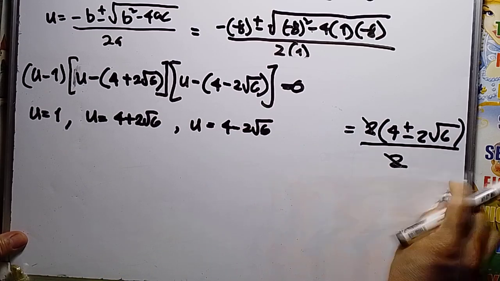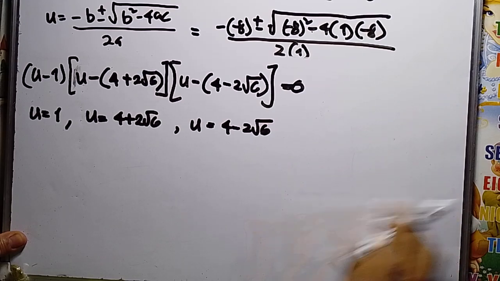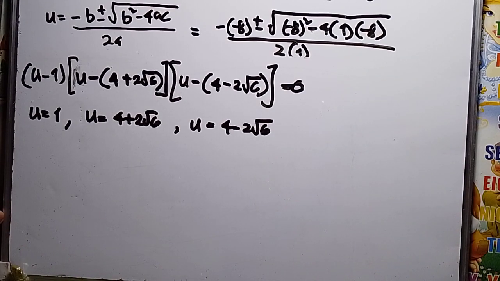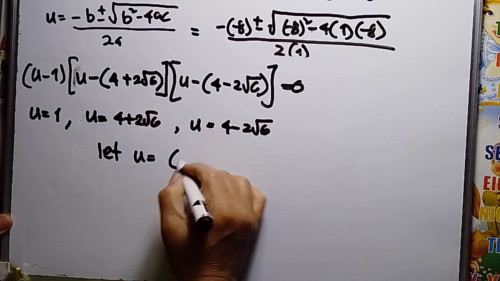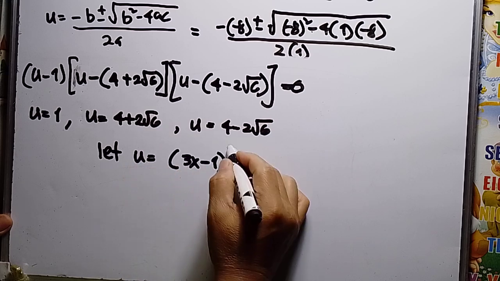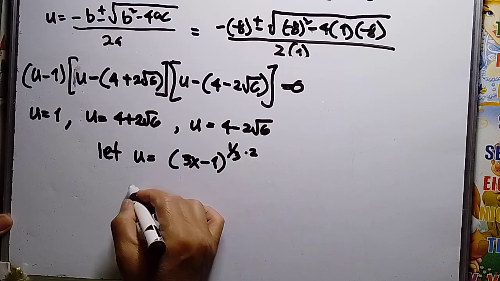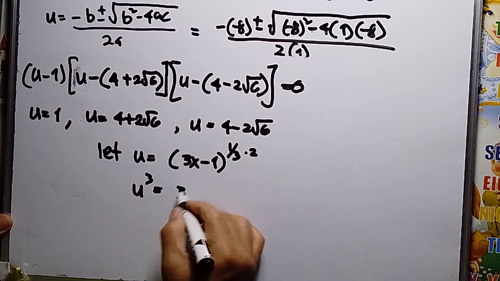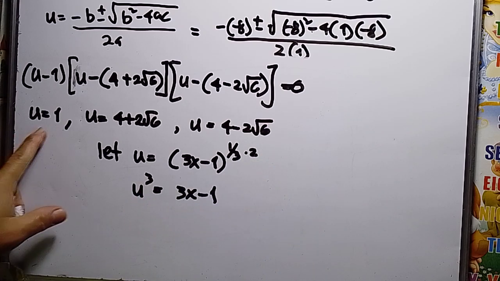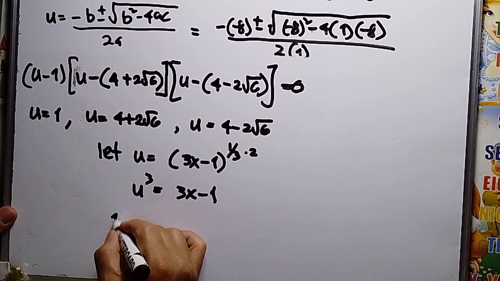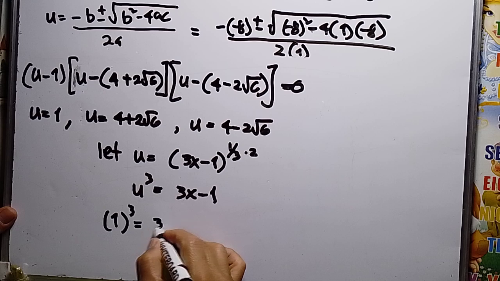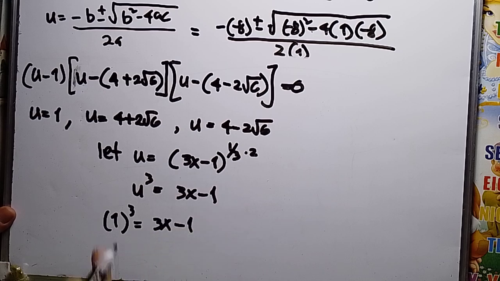Okay, but we are asked to solve for the x value. So we have to go back to the assumption. Let u equals (3x minus 1) raised to 1/3, and then we have u cubed is equal to 3x minus 1. So if u is 1, we can substitute in the second assumption. So this will be 1 cubed is equal to 3x minus 1. So 1 to the power of 3 will still be 1.